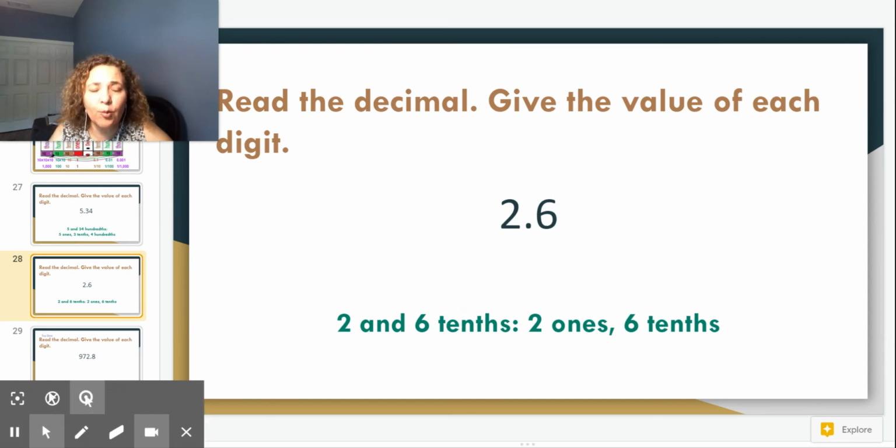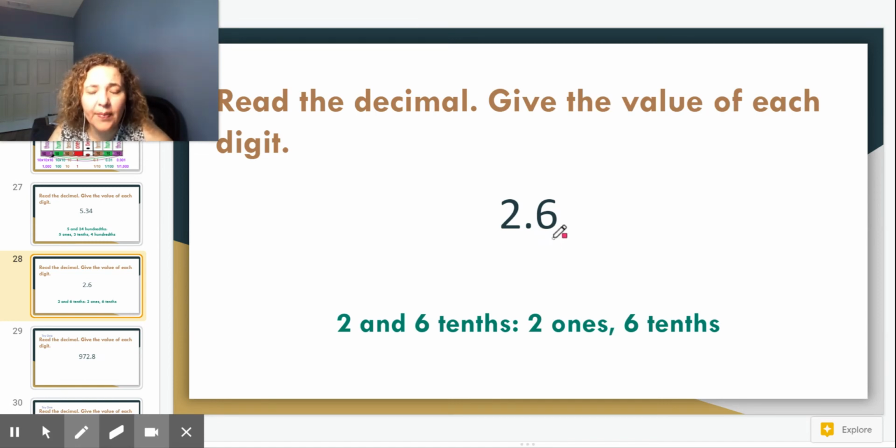All right, let's look at the next one. Read the decimal and give the value of each one. This is 2 and 6/10. 2 and 6/10. Say it with me. 2 and 6/10. What's the value of each of the digits? So this digit is worth 2 ones. It's in the ones place. This digit is worth 6/10 because it's in the tenths spot. That's the same thing as 6 out of 10, right? So it's worth 6/10.